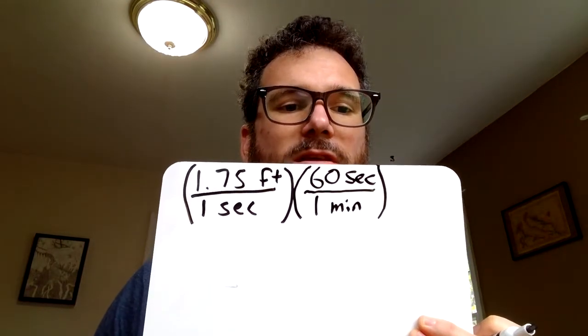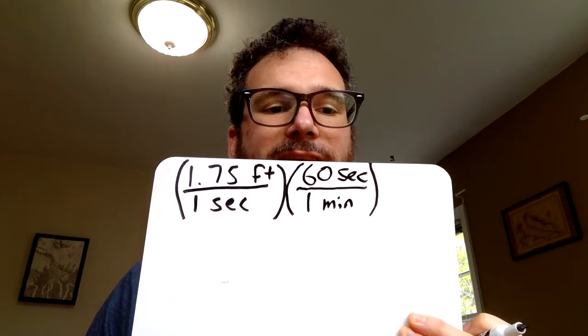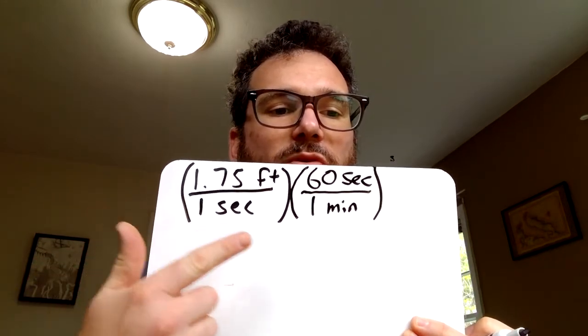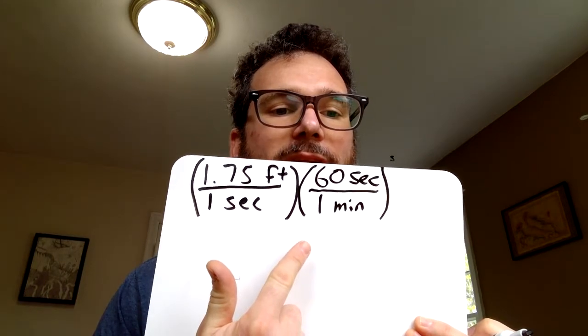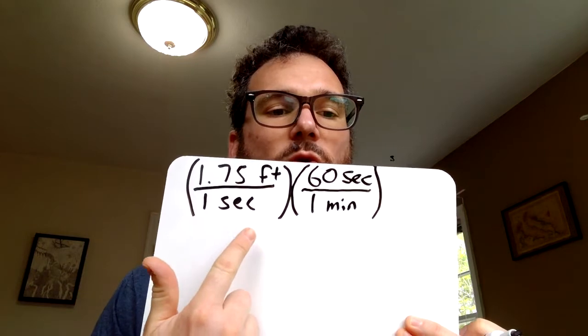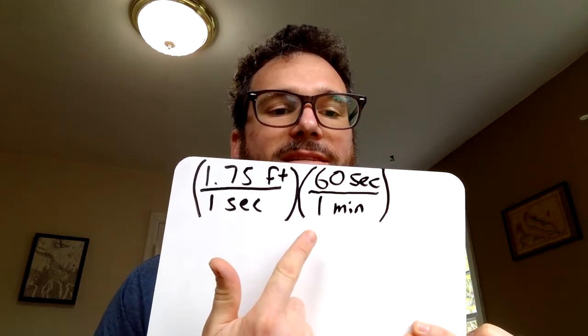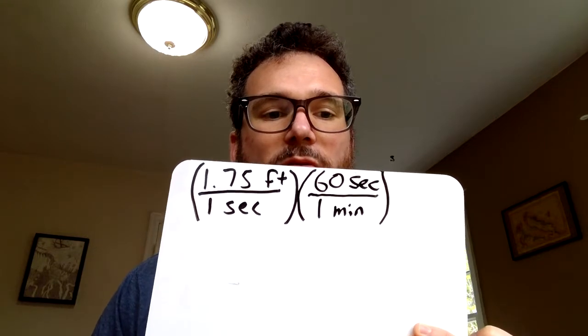So if we know that there's 60 seconds in a minute, we use the ratio 60 to 1, turned into a division problem like this right here, where we have seconds in the numerator and minutes in the denominator. So just like multiplying fractions, we're going to multiply 1.75 times 60, because we're just multiplying the numerators. And when we multiply 1.75 times 60, we get 105.